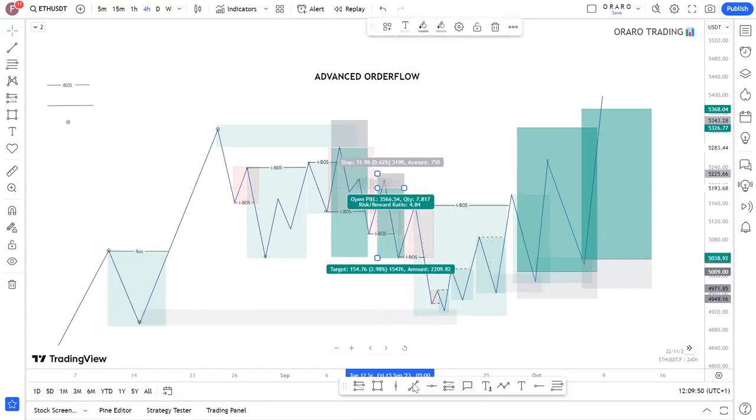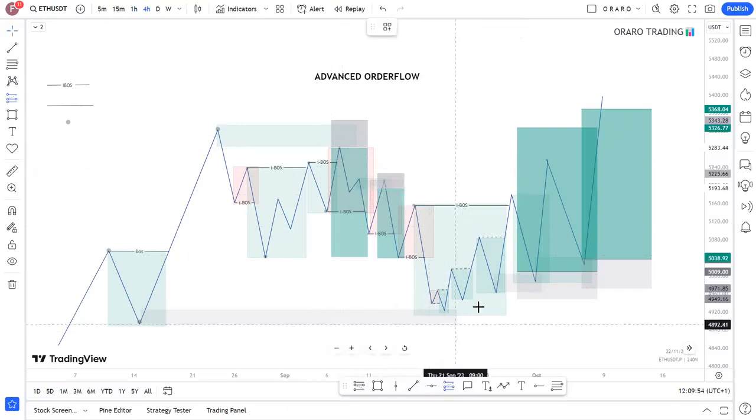So you can trade, just follow the order flow, trade using the order flow. Follow the money, follow the order flow.